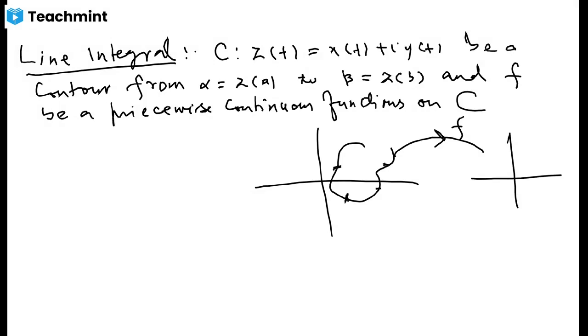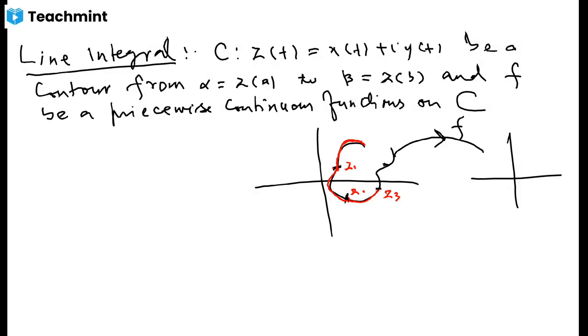If it has finitely many discontinuities, then from this point to this point on this piece of the curve, it will be continuous except at this point. Then from this point to Z2, you have another piece of the curve where this function is continuous. Again, if you have a discontinuity at Z3 also, then from Z2 to Z3 this function is continuous. So it is continuous in pieces on this curve. It is defined on this curve and it is piecewise continuous. And obviously, this is a complex valued function. It will have a real part and an imaginary part.